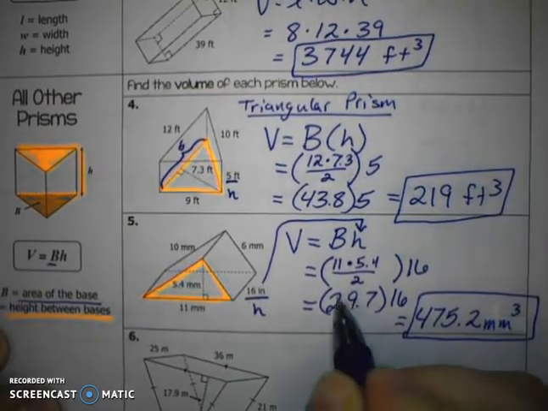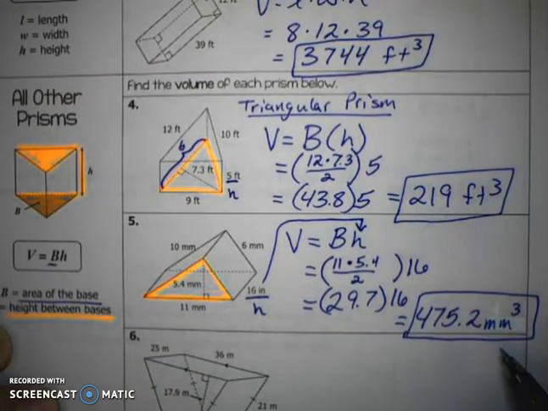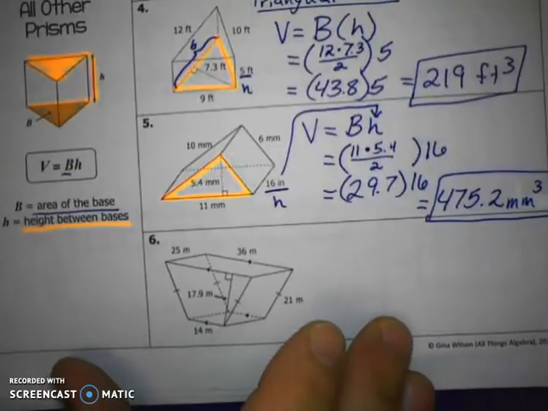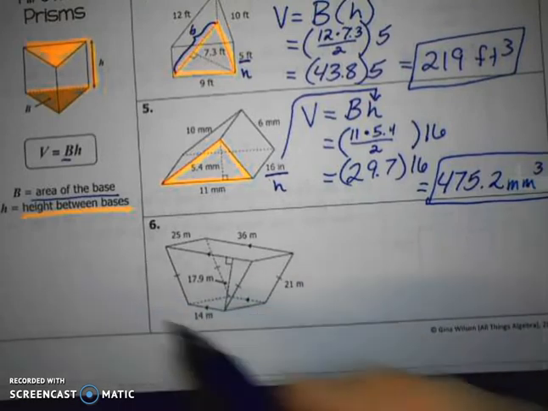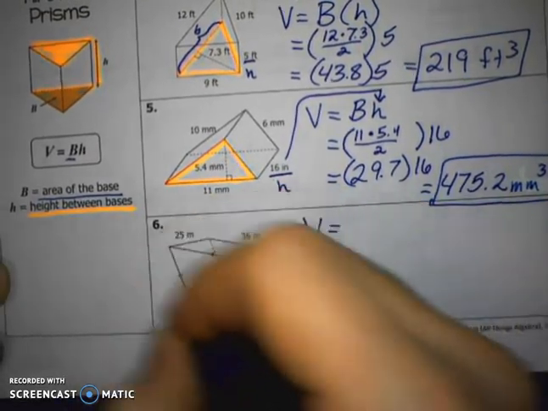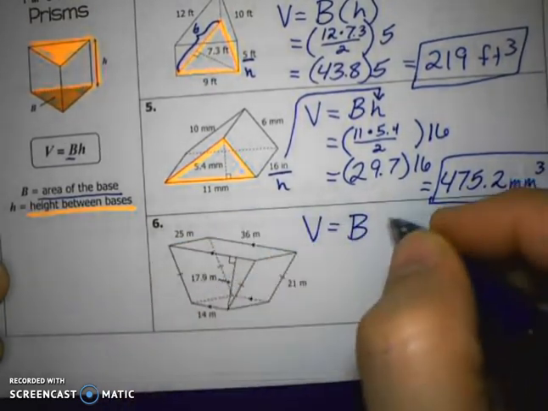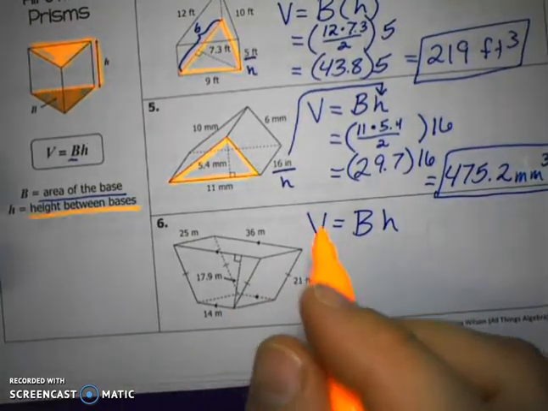All right, and this is what you should get: 475.2 square millimeters. The base area is 29.7, and when we multiply that by 16, we get that. Okay? And then really it's just the same process repeated over and over, but the bases change shapes, so we need different area formulas for the bases. So in this case, the volume of this trapezoidal prism is the base area of one of these trapezoids times the height. Again, height is the distance between the bases.